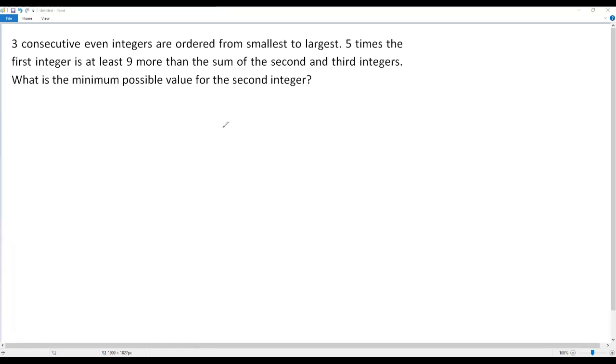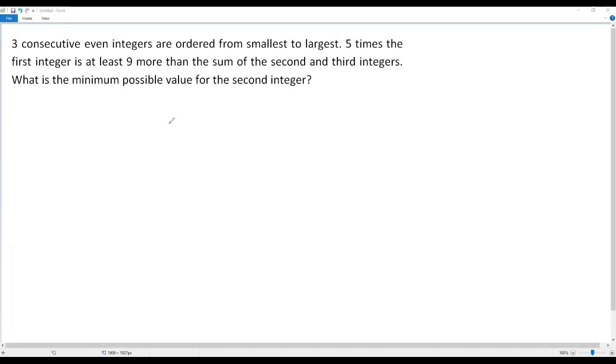Here we have a SAT math problem. Okay, let's go to the question. Three consecutive even integers are ordered from smallest to largest. 5 times the first integer is at least 9 more than the sum of the second and third integers. What is the minimum possible value for the second integer?